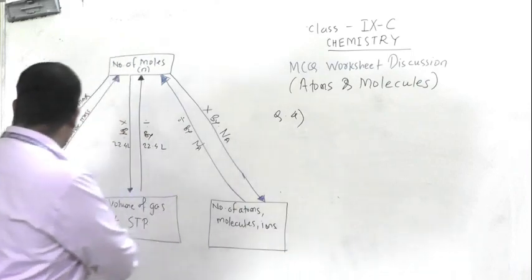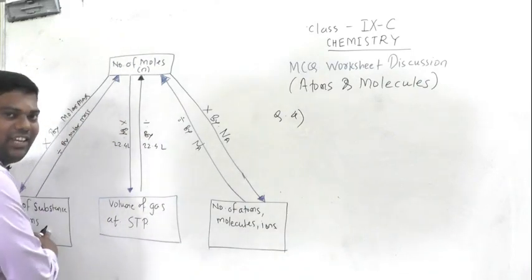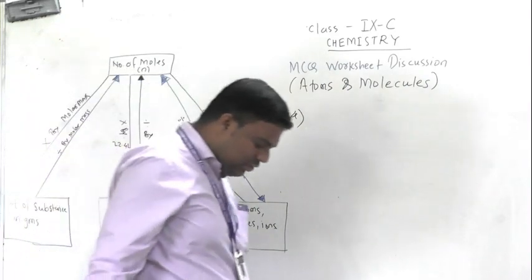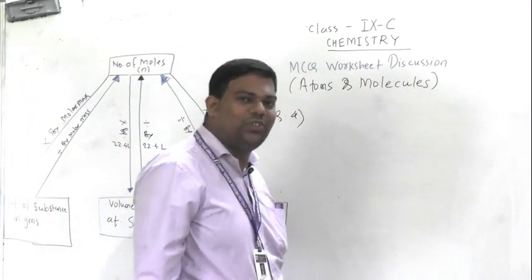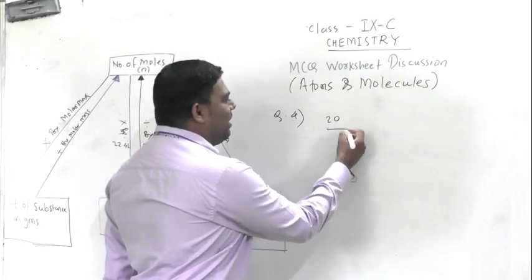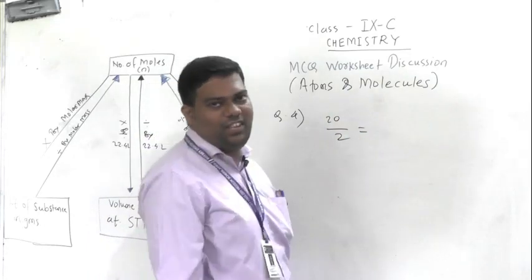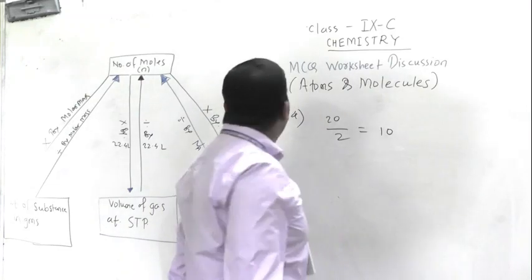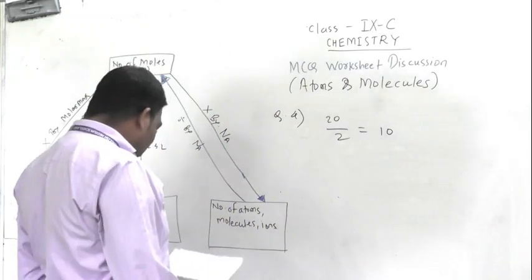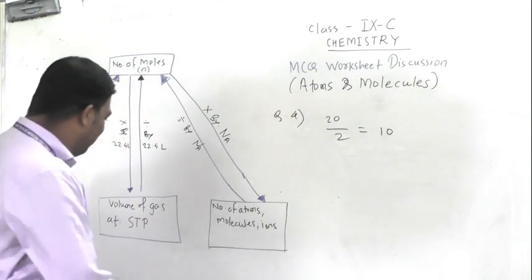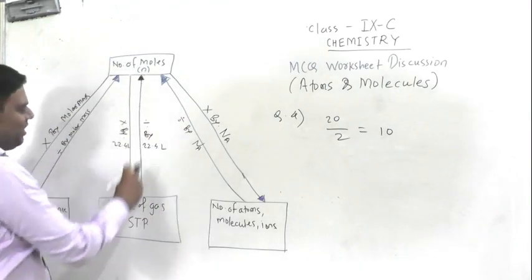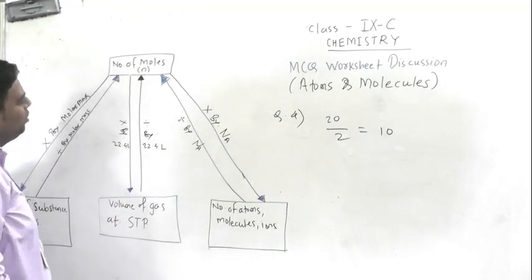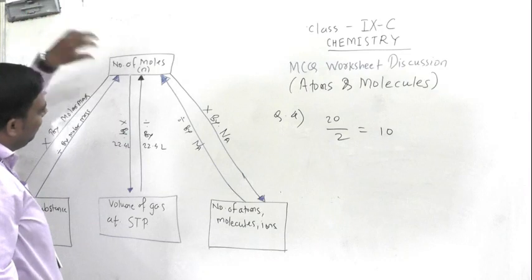So first you have to calculate the number of moles: weight of substance in gram divided by the molar mass of hydrogen. Hydrogen gas is H2. So here 20 divided by 2, how much? Yes, 10. So you will get the number of moles. Then what do you have to calculate? The volume in liters. So like that, from this to this, that is our rule.